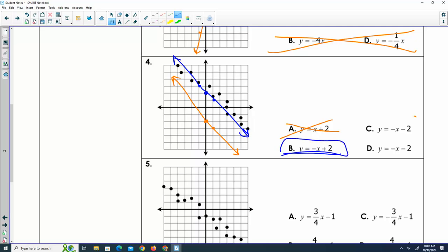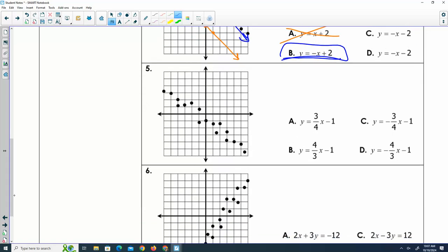So, save yourself some time by marking off any obvious wrong choices. Look at positive or negative slope, mark off what you can. From there, then you can kind of graph what's left and see which one it is. Let's see if we can all get number 5. Positive or negative slope? Negative, it's falling. So I can automatically cross off 2 of them.